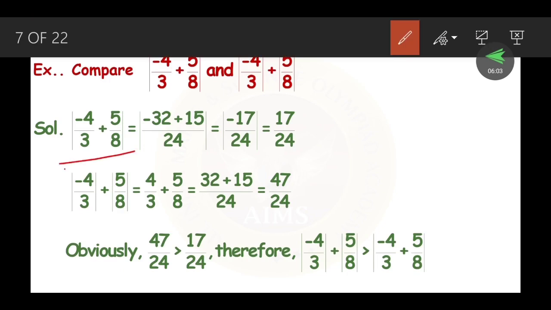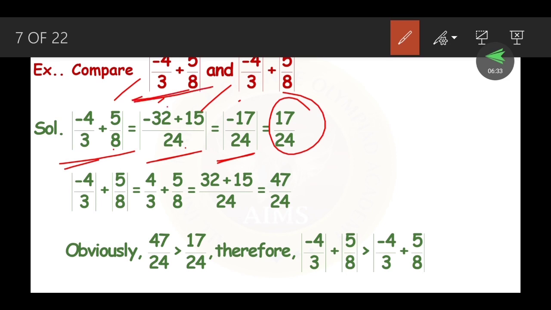Here, the first one is minus 4 by 3 plus 5 by 8. We can take LCM 24 and simplify it. 3 8s are 24, 8 4s are 32, so we got 32 here. 8 3s are 24, 3 5s are 15, so we got 15 here. Minus 32 plus 15 is minus 17. Modulus value is 17 by 24. So for the first rational number, the modulus value is 17 by 24.